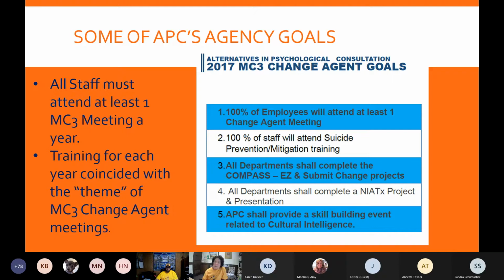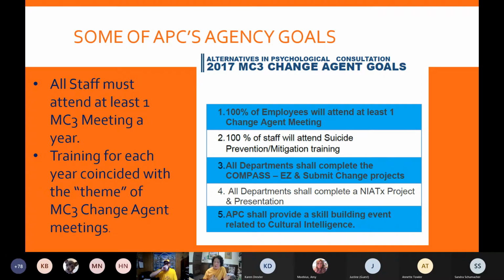We set a goal of 100% of our staff attending suicide prevention training. That's very important to us in terms of being proactive for recovery. All departments are to complete a Compass Easy and submit change agents throughout the years. Now, we don't do it every year with each department, but on a rotating basis, we do a continual assessment. All departments shall complete a NIATEX project and presentation. As you saw from our list of projects, we instituted that.